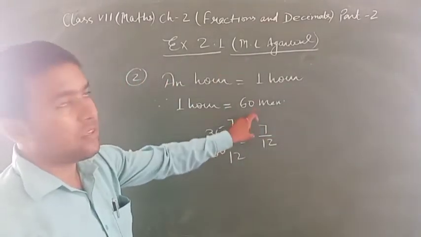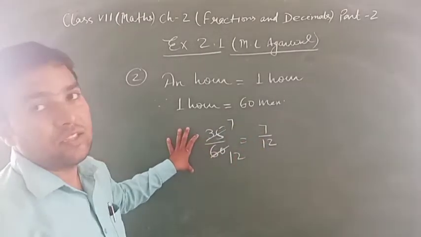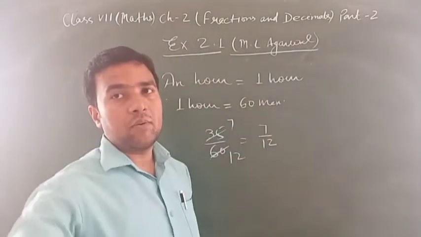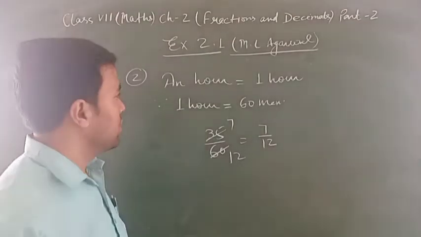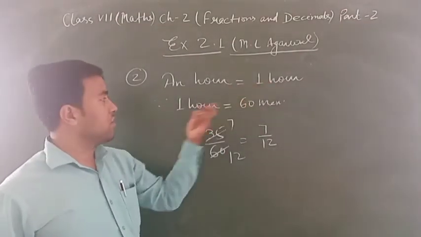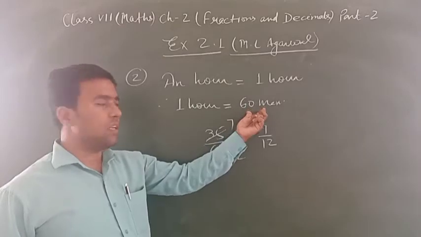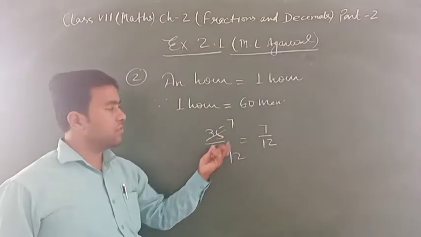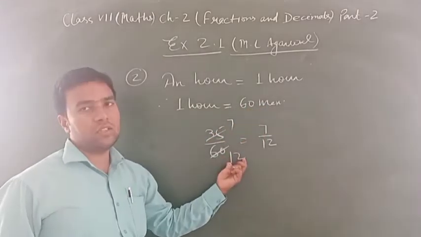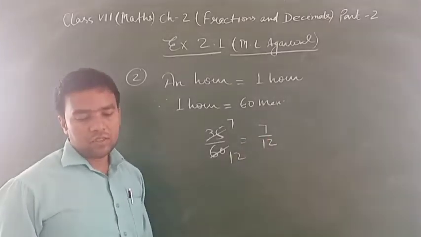If you change it into fraction form, you can write like this. An hour means 1 hour. 1 hour is equal to 60 minutes. Clear? 35 by 60. 5 sevens are 35, 5 twelves are 60. 7 by 12 is the answer. Clear?